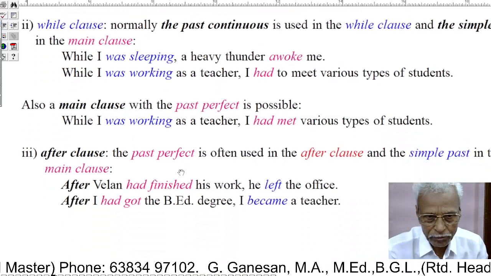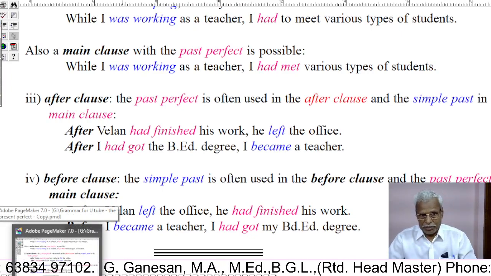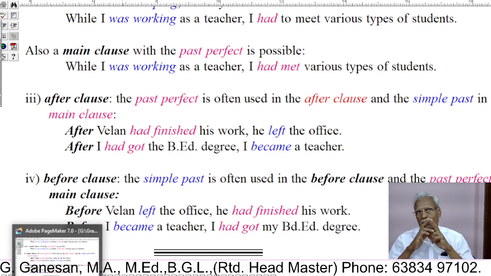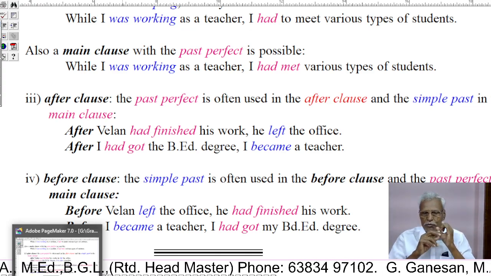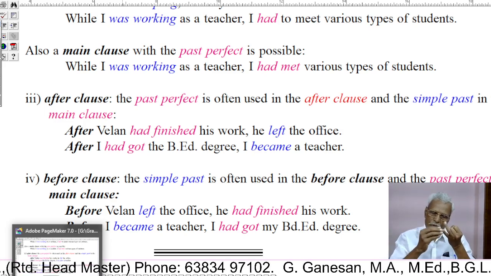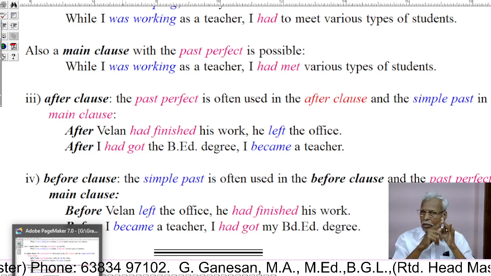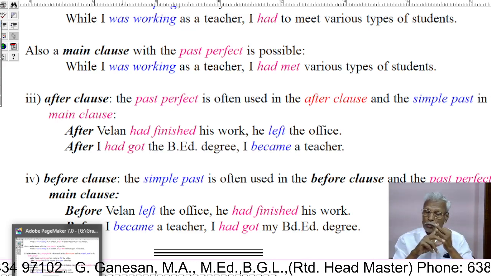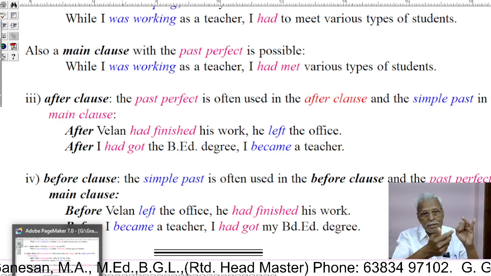Then, third one. After this, see here an interesting factor. Here I am going to talk about the case where, as I have already explained to you, two actions happened in the past, and one action was completed. Of the two, one action happened earlier, and another action followed it.